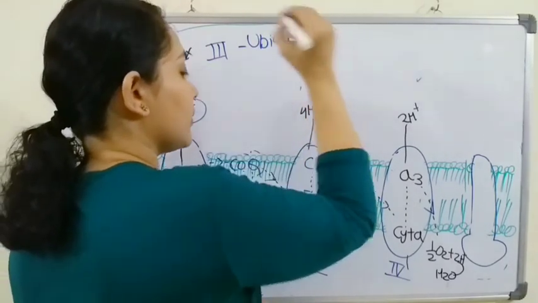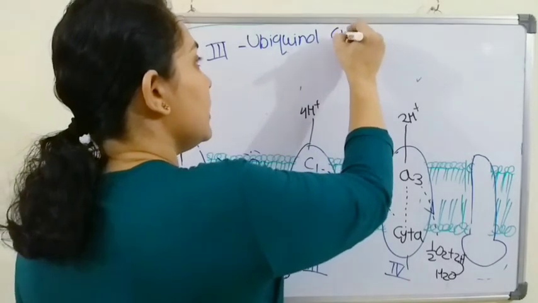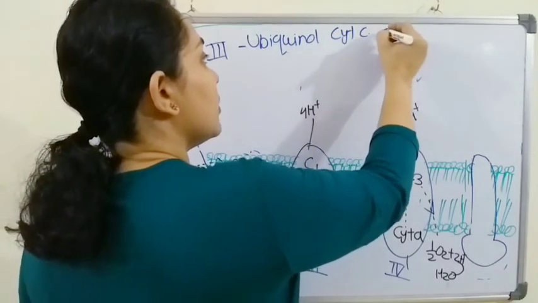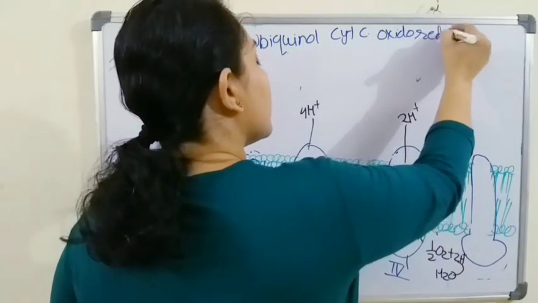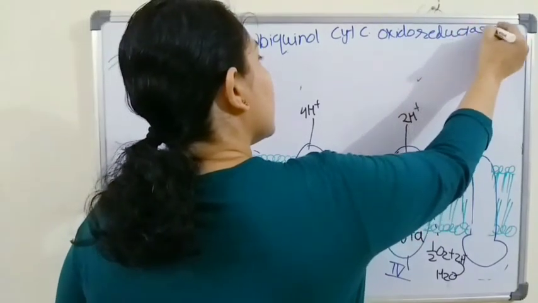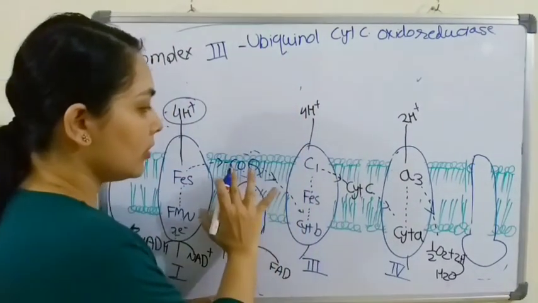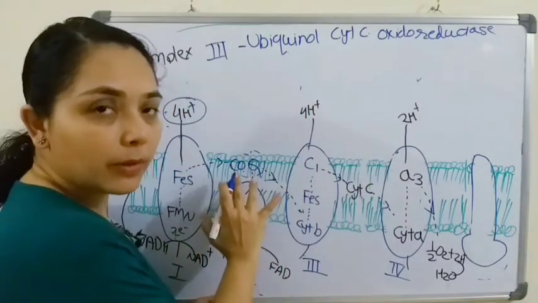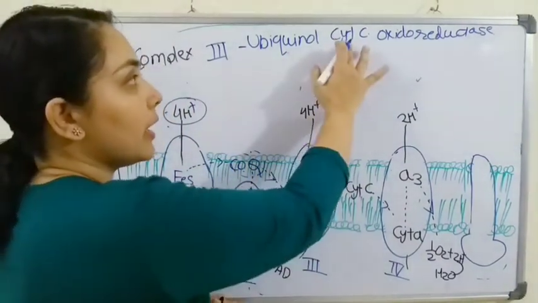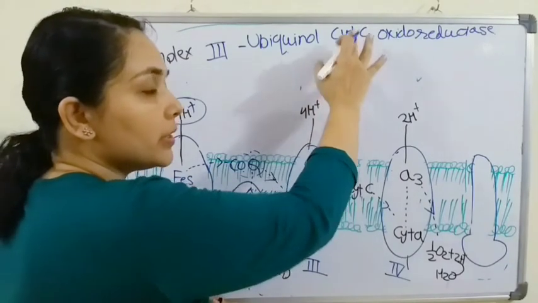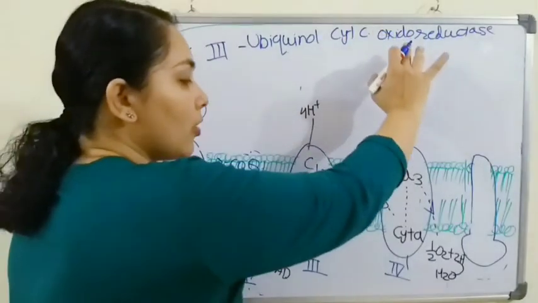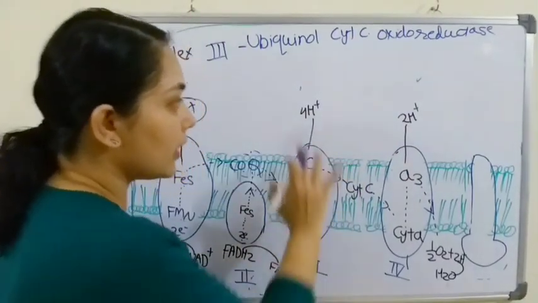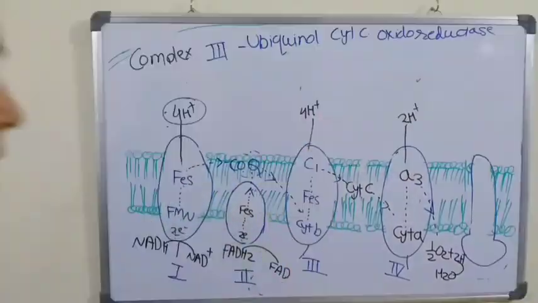Ubiquinol, cytochrome C oxidoreductase. Okay, first we'll write the name of the compound which is oxidizing, and then the name of the compound which is reducing. So ubiquinol, cytochrome C, oxidoreductase, and again we are getting the 4 protons here.